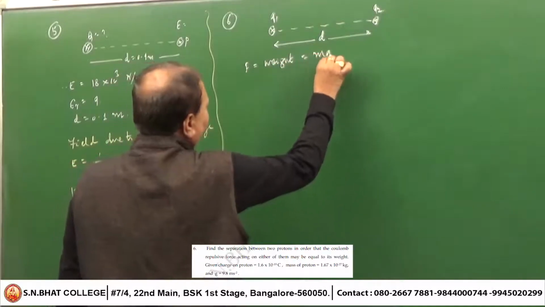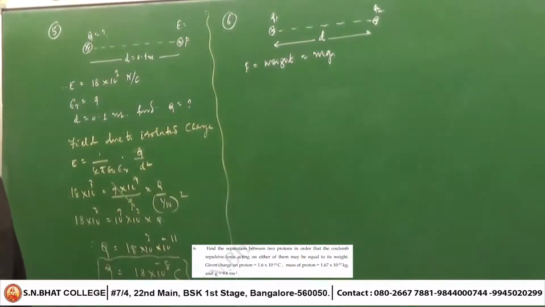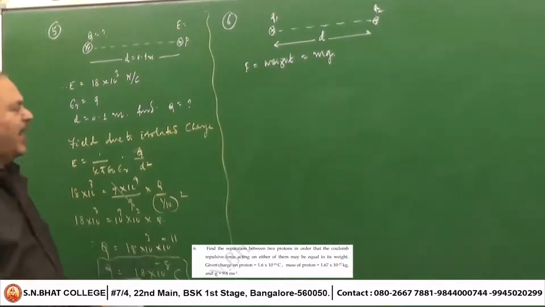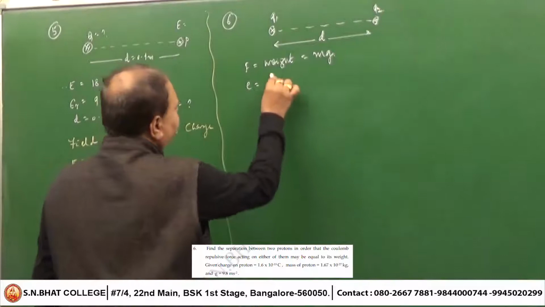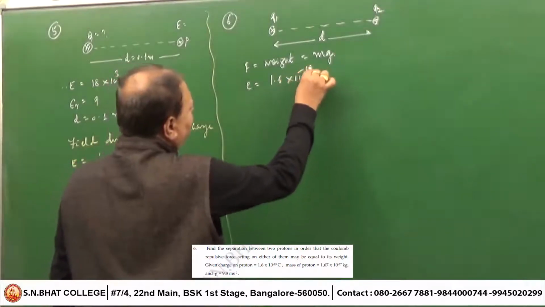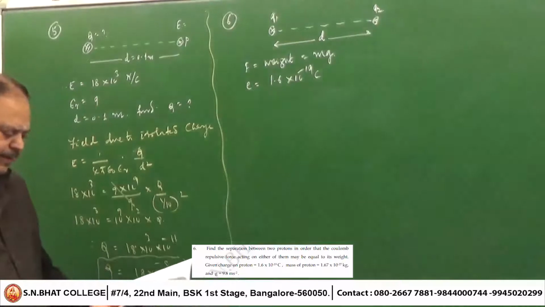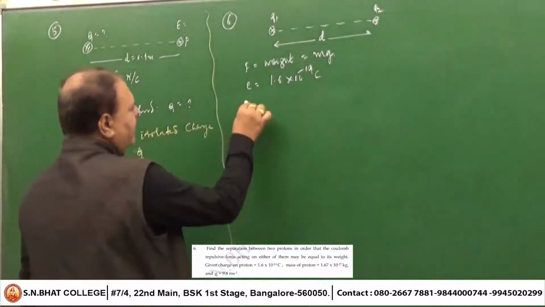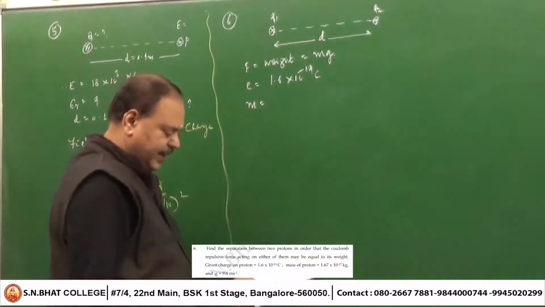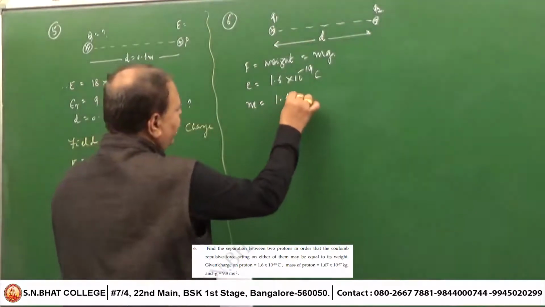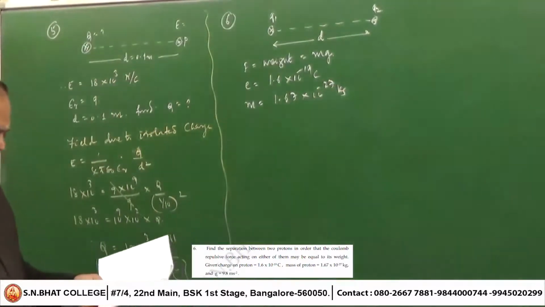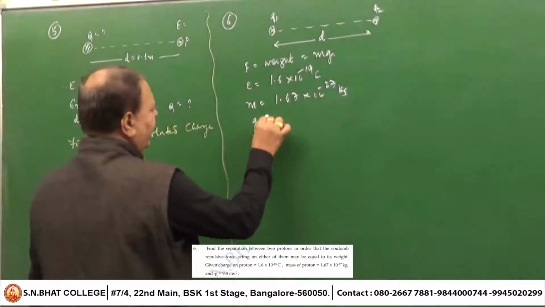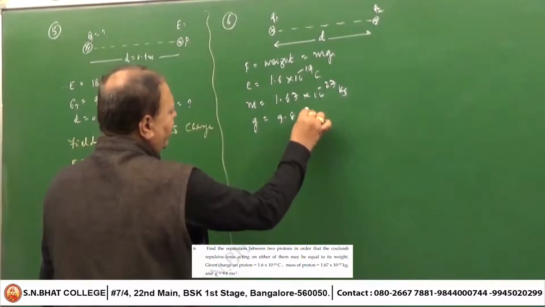Weight is equal to, remember, this is the formula mg, which you have studied from the first year PUC. Equal to the weight. Given that the charge on the proton he has given as 1.6 into 10 to the power of minus 19 Coulomb. Mass of the proton he has given as 1.67 into 10 to the power of minus 27 kg. And g value is given to be 9.8 meter per second square.